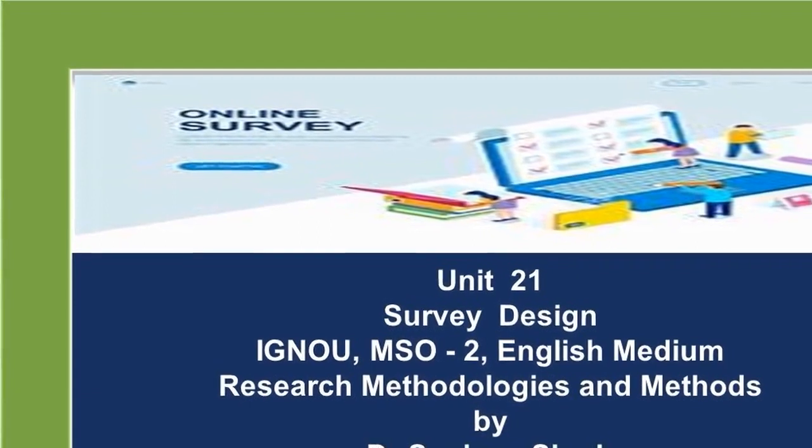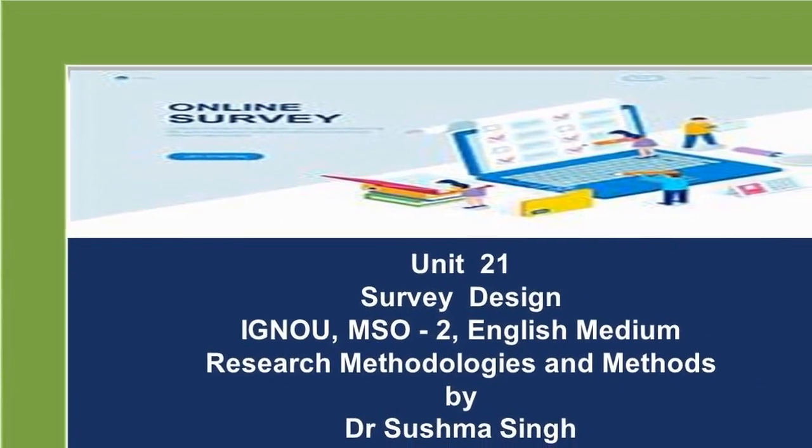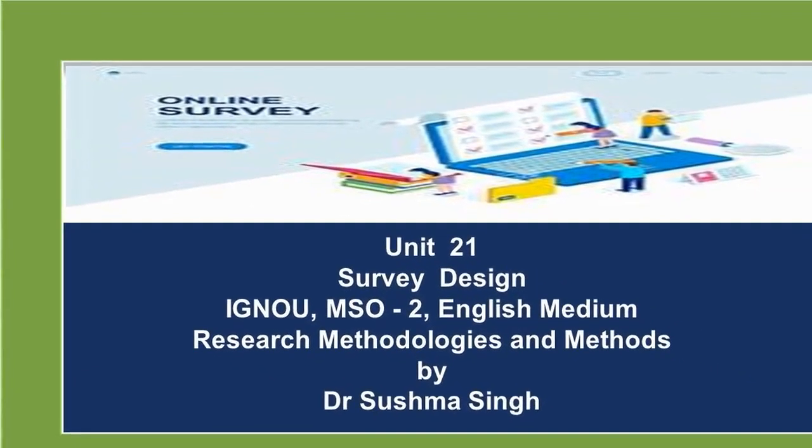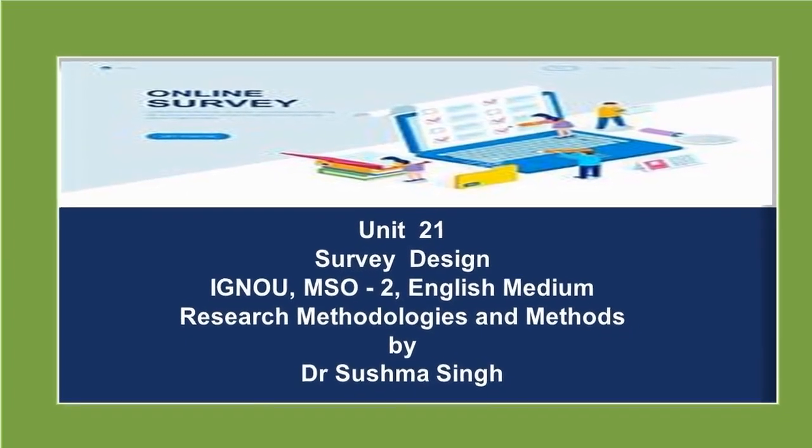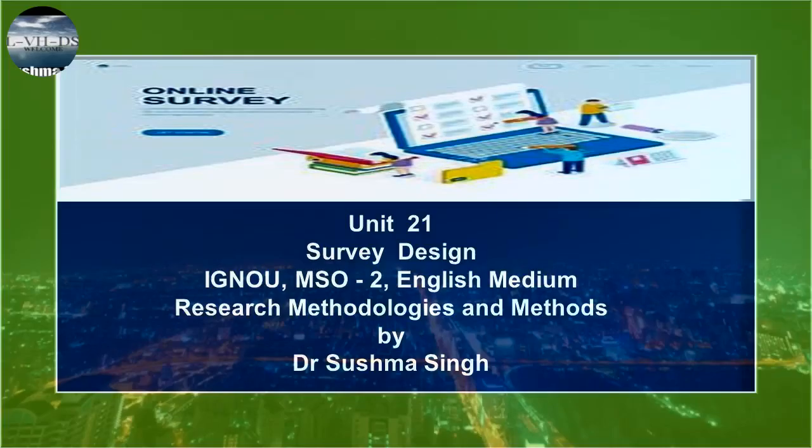Sushma Singh. Let us start discussion on Unit 21, Survey Design. And we are discussing survey research designs. And our design is descriptive designs. There are two types of descriptive designs, namely cross-sectional designs and cohort designs. The first one is cross-sectional designs.